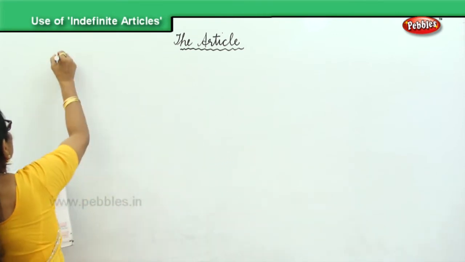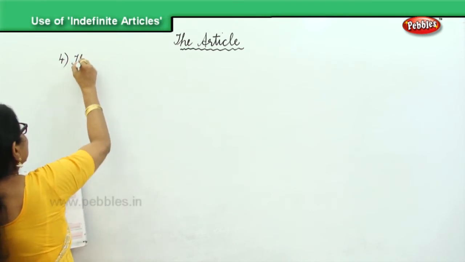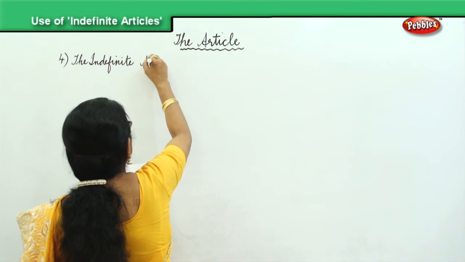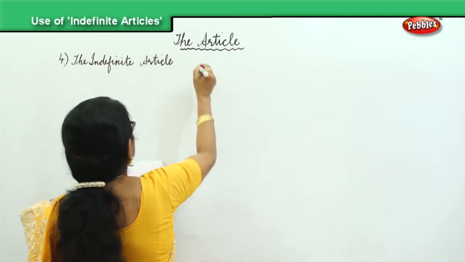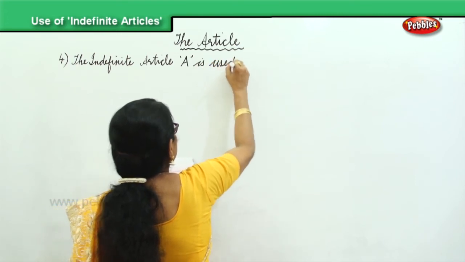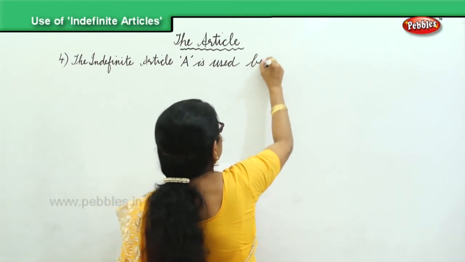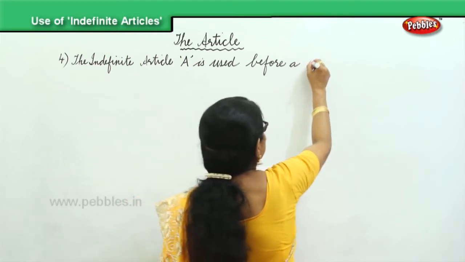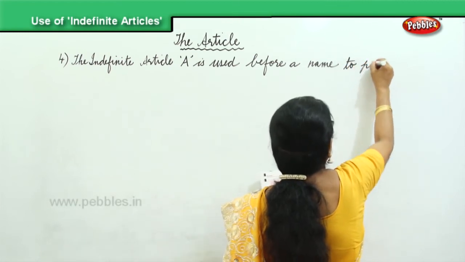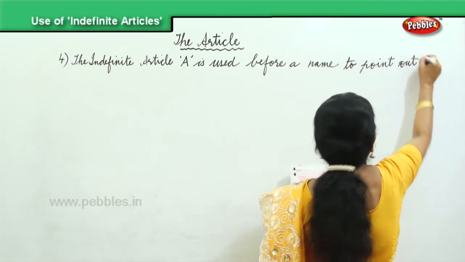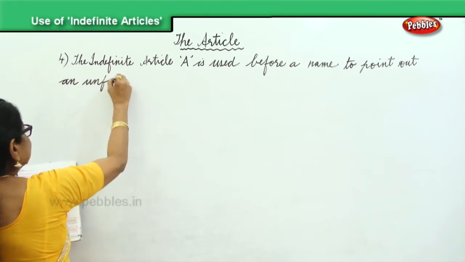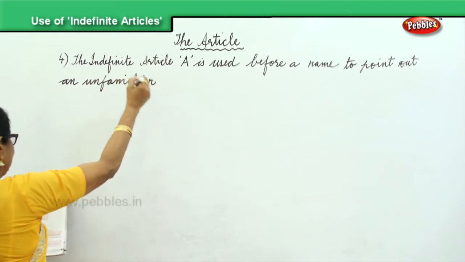Alright? So, the fourth category, we are talking about the indefinite article a is used before a name, to point out an unfamiliar person.